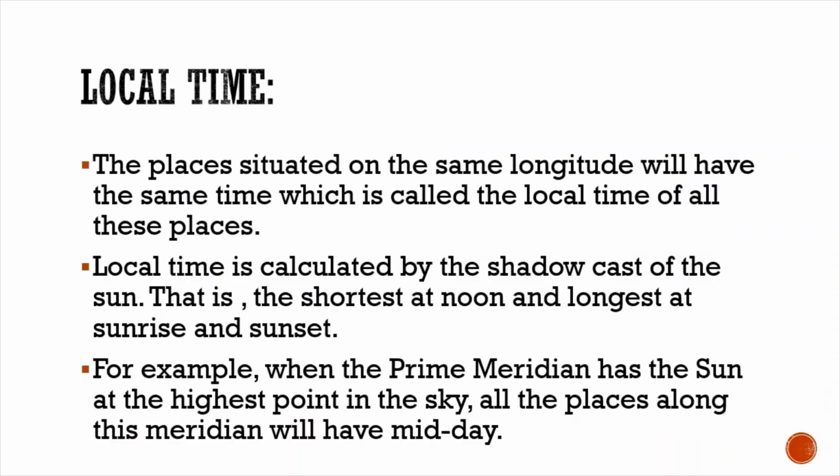The local time. The places situated on the same longitude will have the same time, which is called the local time of all these places. Now, local time is calculated by the shadow cast of the sun, which is shortest at noon and longest at sunrise and sunset. For example, when the prime meridian has the sun at the highest point in the sky, all the places along this prime meridian will have midday.